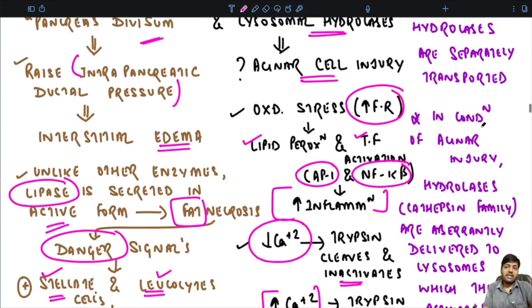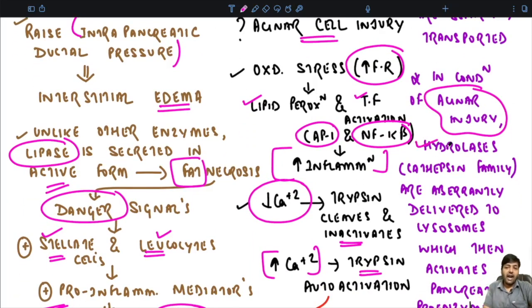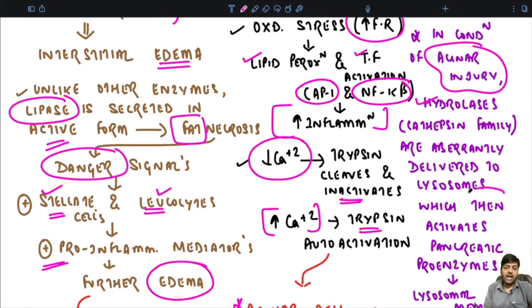But whenever there is acinar cell injury, remember, the lysosomal hydrolases are aberrantly delivered to the lysosomes, which activates the pancreatic proenzyme. Normally the lysosomal hydrolases do not come in contact with the pancreatic proenzymes, but in conditions of acinar injury, these lysosomal hydrolases are transported in a very defective manner, in such a way that they come in contact with the pancreatic proenzymes and activate them.